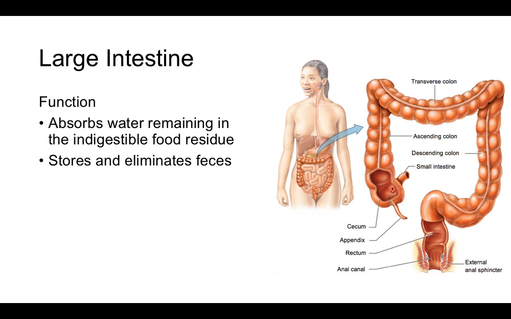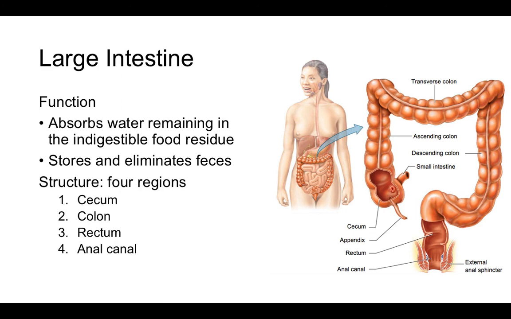The second thing that the large intestine does is it stores and then eliminates feces, otherwise known as poop. Now, within the large intestine, we have 4 major areas. We have the cecum, the colon, the rectum, and the anal canal. So here you go. Here's the cecum. This whole area right here is known as the colon. This is the rectum, and then the anal canal is right here.